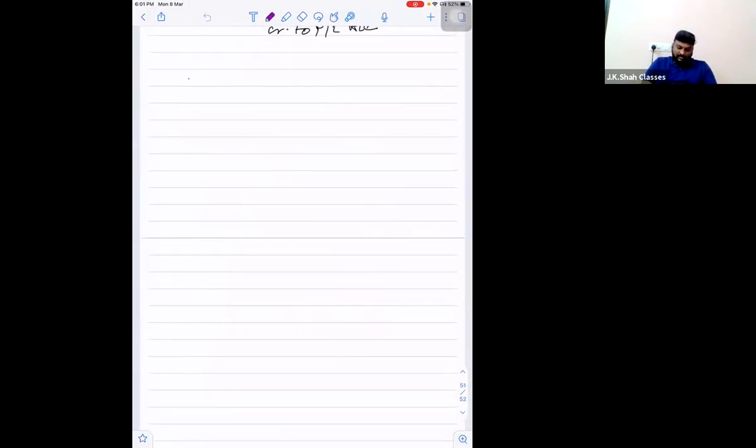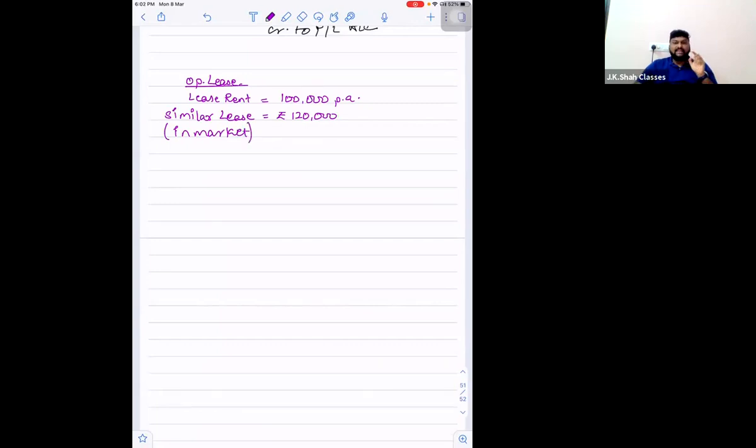Now, see, it's an operating lease, correct? So lease rent is equal to say 1 lakh per annum. Okay. Similar lease in the market is equal to 1,20,000. Similar lease in the market means the same type of asset that you got is available in the market, but for a lease rent of 1,20,000.